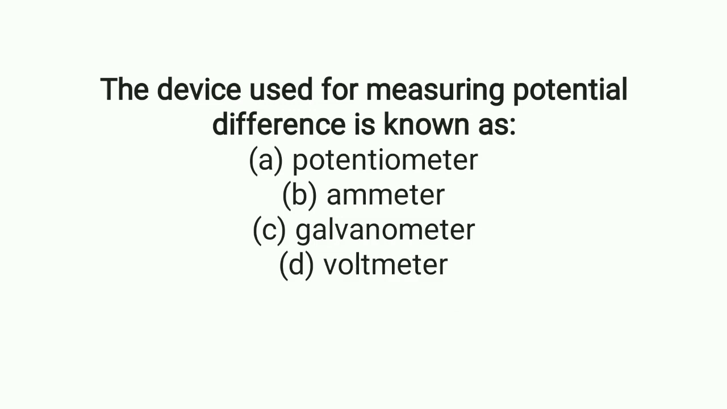Next question. The device used for measuring potential difference is known as option A potentiometer, option B ammeter, option C galvanometer, option D voltmeter. So to measure potential difference we use the device called a voltmeter. So option D is the correct answer. Of the remaining, the galvanometer is used to detect the presence of electric current, and the ammeter to measure the electric current.